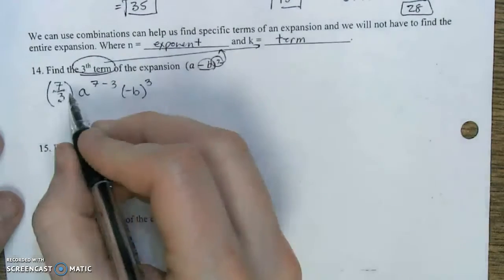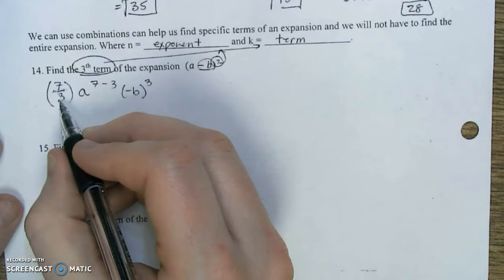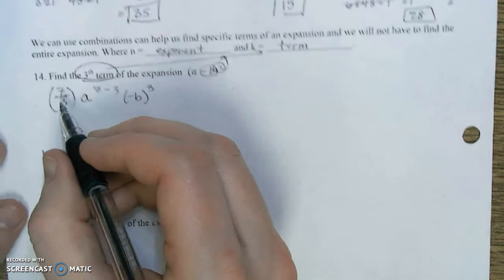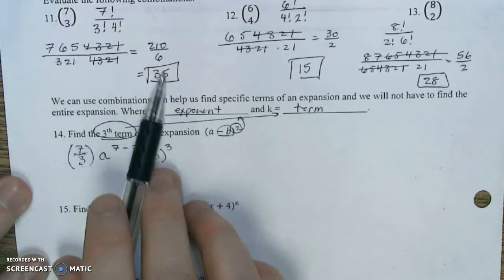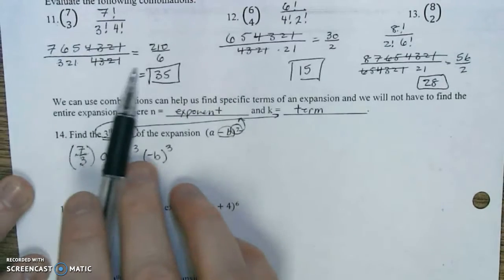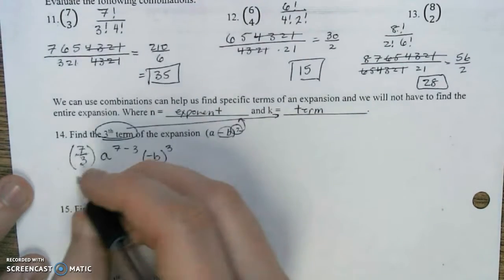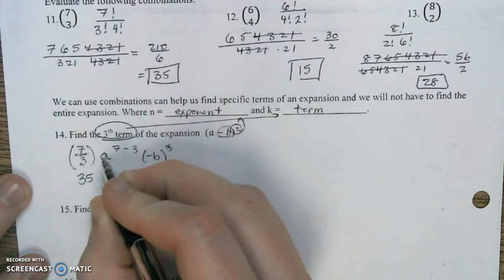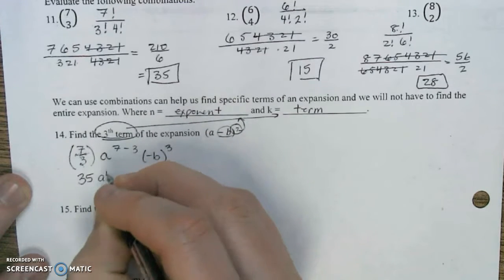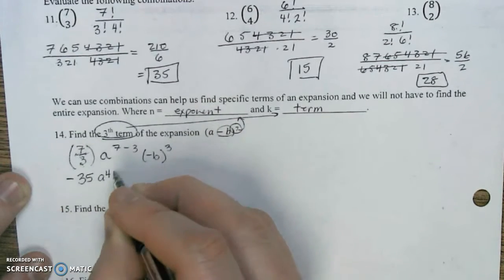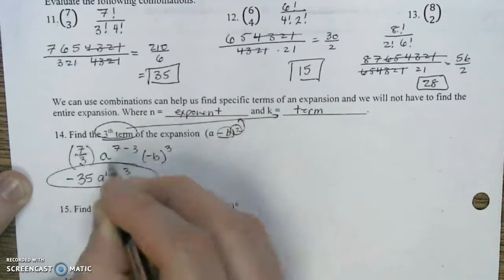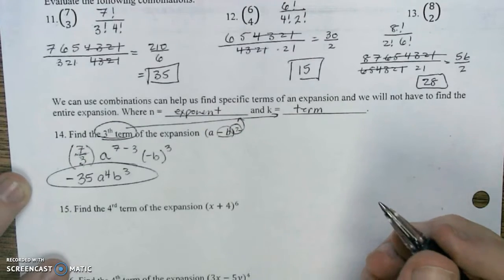And so what we have here is 7 combination 3. Now you can either look up here, we already did it. 7 combination 3 is 35. So you can either do all the work or you can go to Pascal's triangle and find it. But you end up getting 35. And then that'd be a to the 4th. And then negative b cubed, which makes the whole thing negative, and then b cubed. So that is the third term.